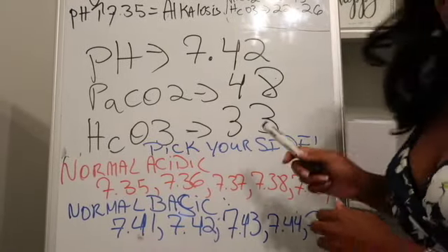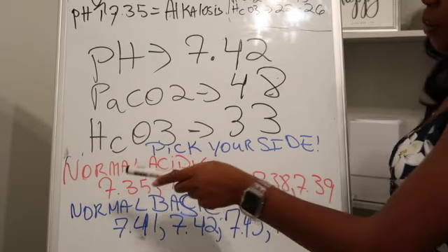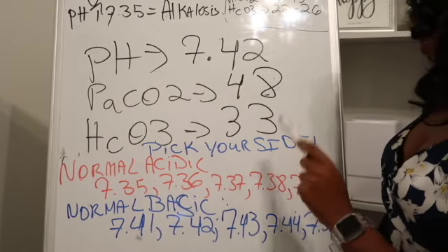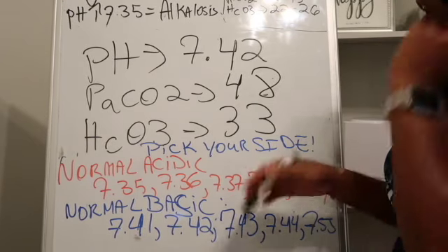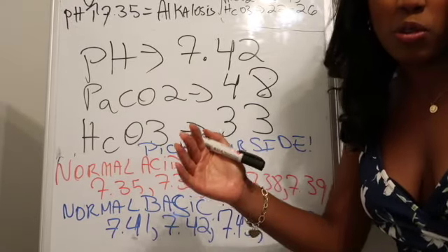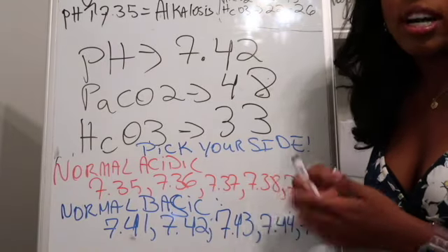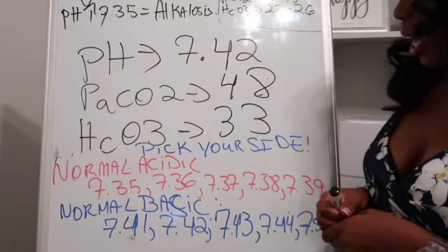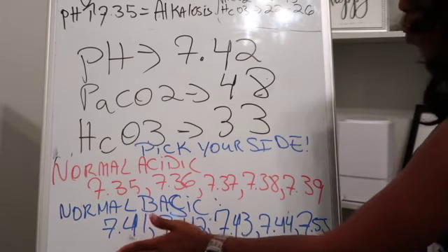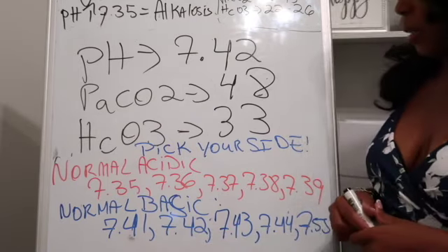If a patient's blood tends to be numbers like the 3s, 7.35, 7.36, 7.37, 7.38, 7.39, as long as you see the 3s within the normal 7.35 to 7.45, you say the patient's blood is more acidic than alkaline, okay? However, if you see the 4s, like 7.41, 7.42, 7.43, the more basic the patient's blood is, okay?